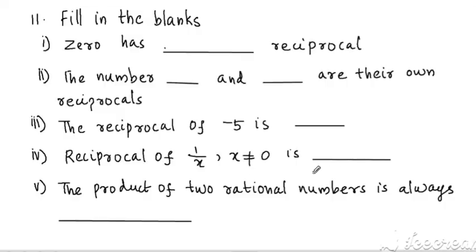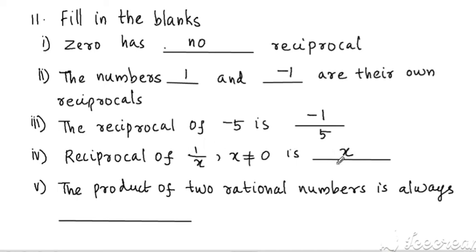Then the last problem is fill in the blanks. So the first one is 0 has dash reciprocal. From the last problem we know that 0 has no reciprocal because 1 by 0 is undefined. So 0 has no reciprocal. Then the number dash and dash are their own reciprocal, so they are 1 and -1. So the numbers 1 and -1 are their own reciprocals. Then next problem, the reciprocal of -5 is -1 by 5. You have to interchange numerator and denominator. Then next one, reciprocal of 1 by x is x.